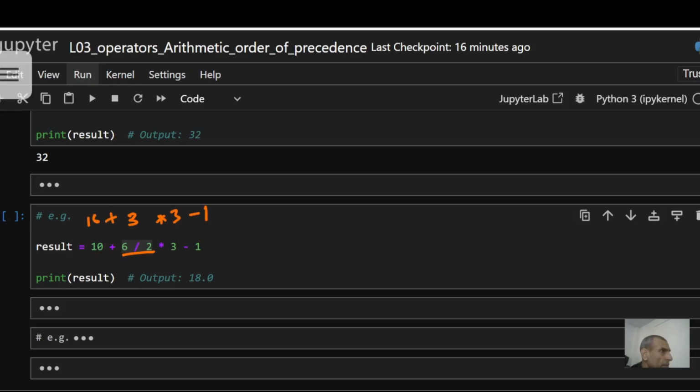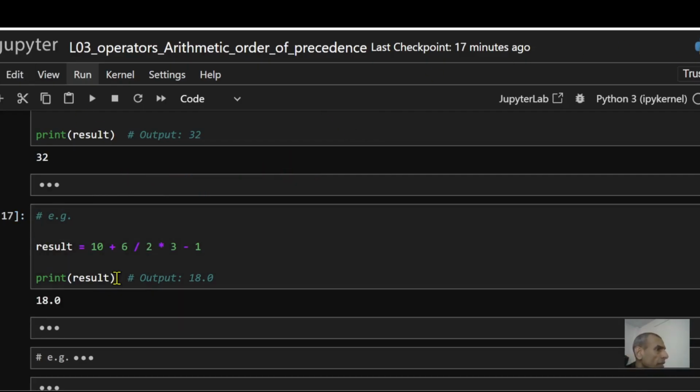All right. And after this, it's going to do this one. 3 times 3 is 9. So this becomes 9. So this has become 10 plus 9 minus 1. And then 10 plus 9 is 19. 19 minus 1, right? And 19 minus 1 is 18. So the answer should come out to be 18. Let's see if the answer comes out to be 18. Come over here. Let's run this cell. And look at that, 18.